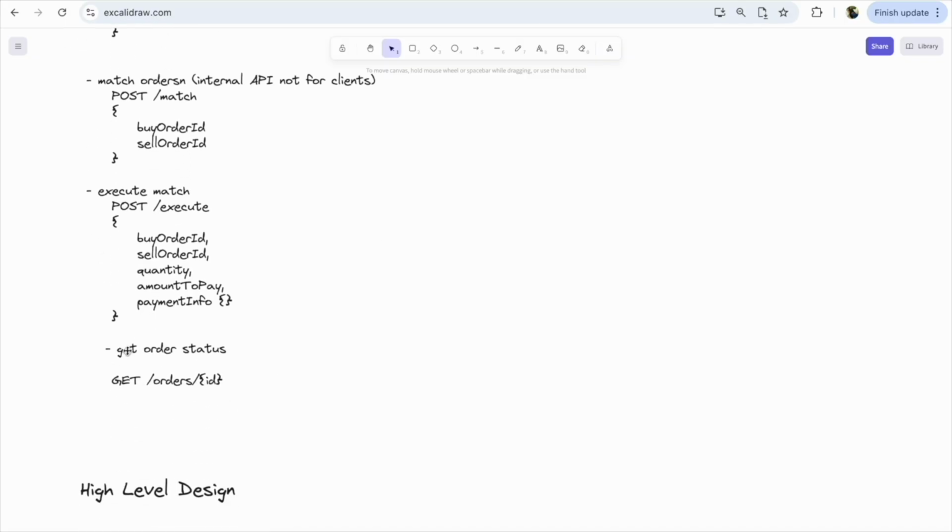Next, we have one API to view the order status. This is a GET /orders with the order ID. It will return the status of the order.